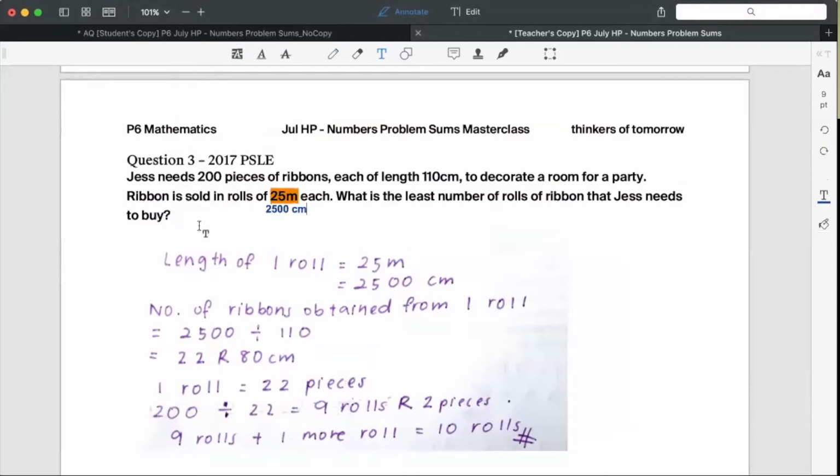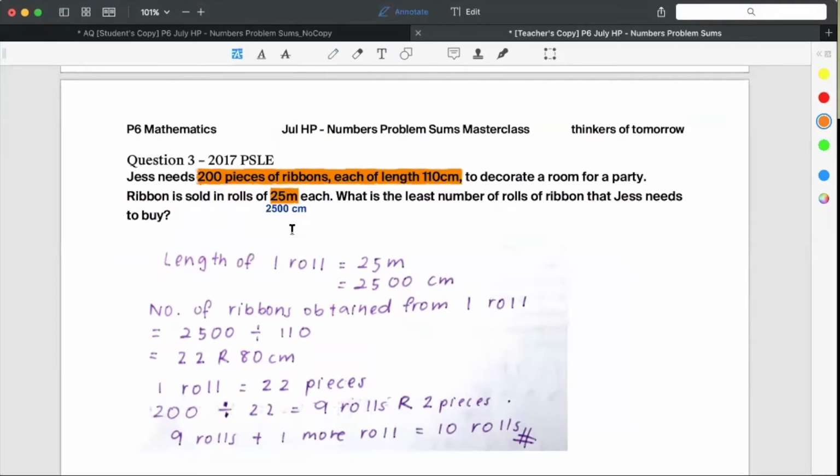And what a lot of you will probably have done is get this: Jeff needs 200 pieces, each piece is 110. So we just find the total length of the pieces, which is 200 times 110, and then you divide by the 2,500 cm, correct or not? Then you get the number of rows of ribbon. Why is that wrong? Okay, let me explain again.